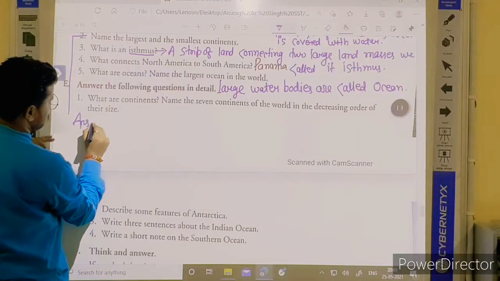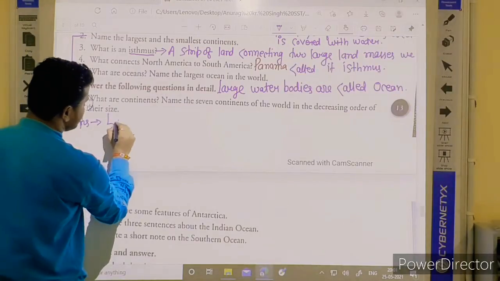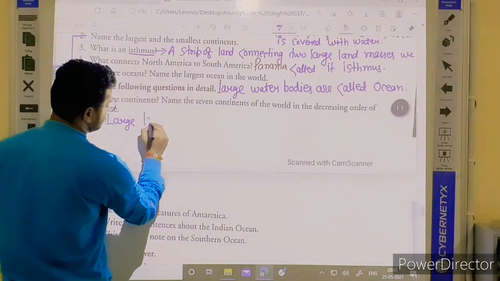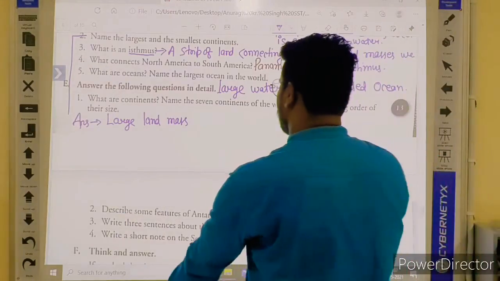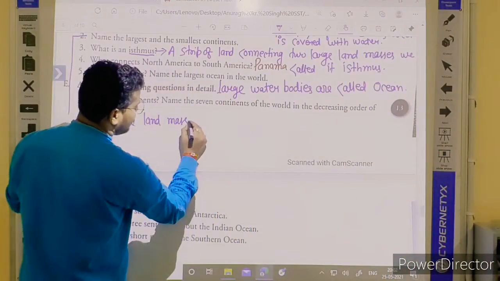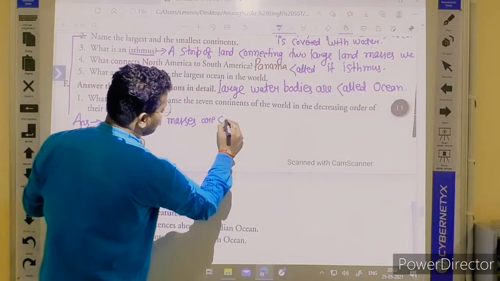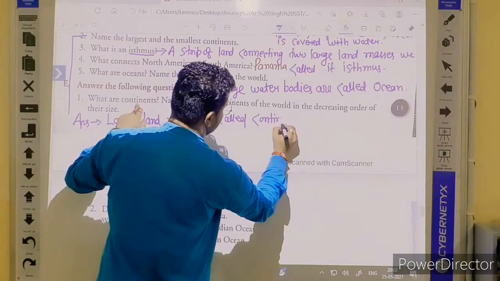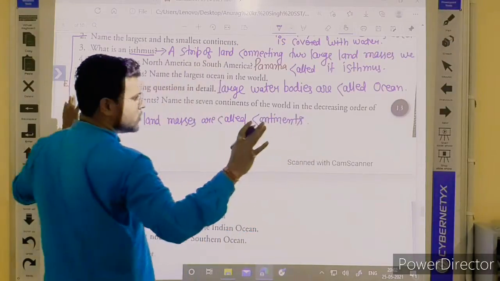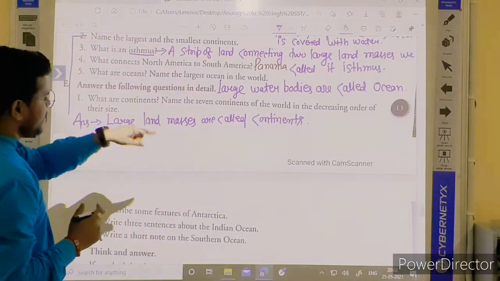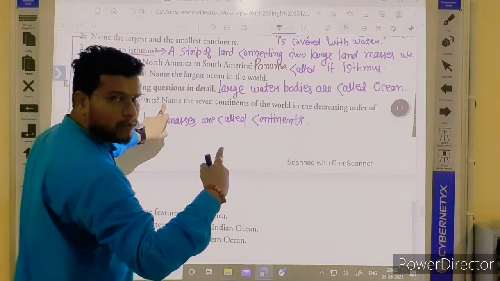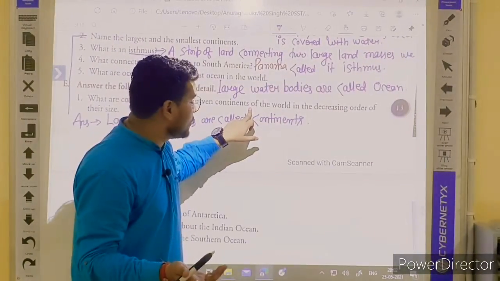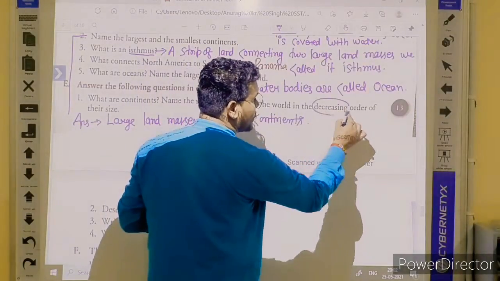Your answer: large land masses are called continents. Okay. First answer is completed. But now this question consists of 2 questions. Name the 7 continents. Yes, everybody knows the 7 continents, but write them in decreasing order.